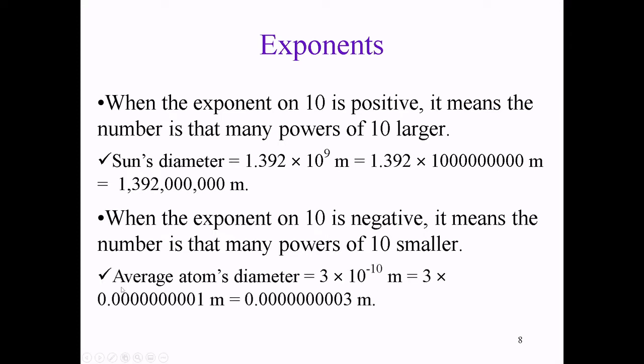So if we go back to our example of the average atom's diameter, we have 3 times 10 to the negative 10th. This means that we're going to have 3 times, there's going to be 9 zeros here: 1, 2, 3, 4, 5, 6, 7, 8, 9. And that's because 10 to the negative 1 would have been 0.1, right? So you don't start adding zeros in this case until you get to 10 to the negative 2, which is a little something that you should pay attention to when you're thinking these things through. And that's going to get us back to our original value for the diameter of the atom.